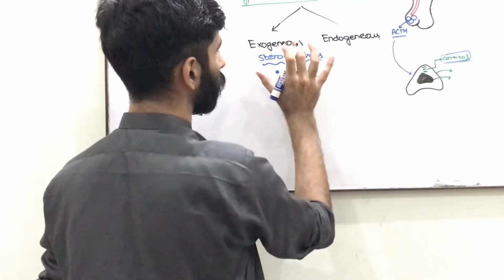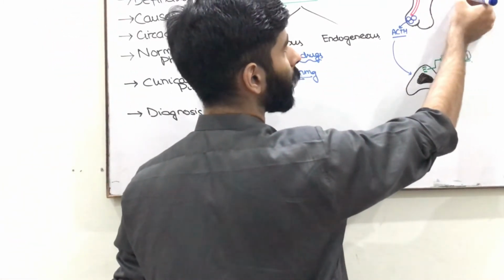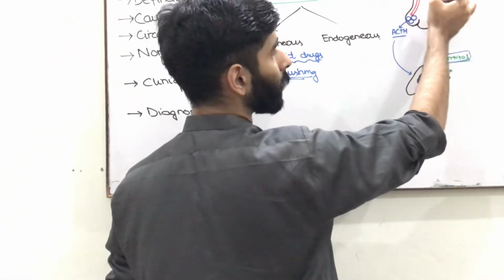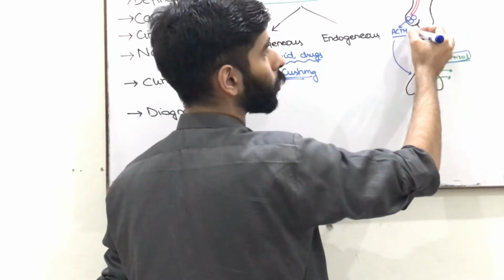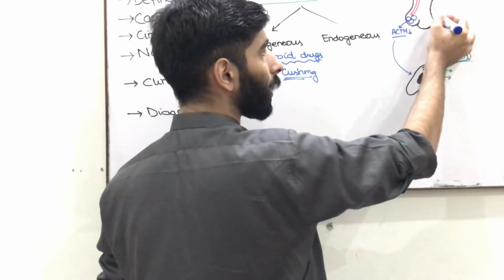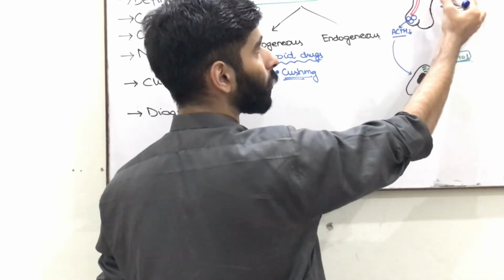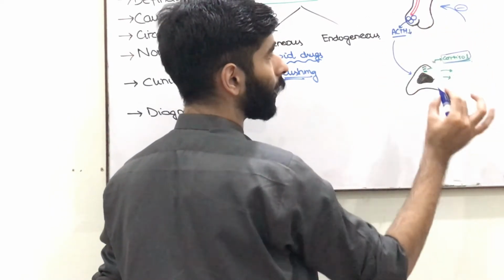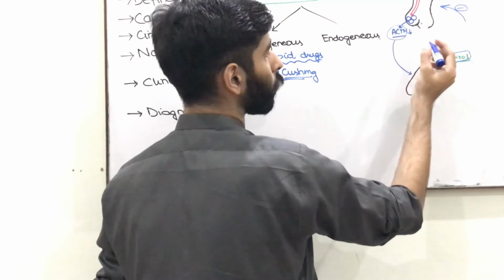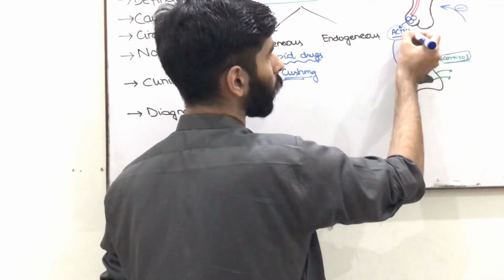Number 2, when a person is using steroid drugs, the steroid drugs will inhibit the release of CRH from the hypothalamus, which in turn decreases the production of ACTH. Secondly, by negative feedback inhibition, it inhibits the release of CRH, which in turn decreases the release of ACTH, and it directly inhibits the release of ACTH. So due to both of these mechanisms, there is a decreased production of ACTH.